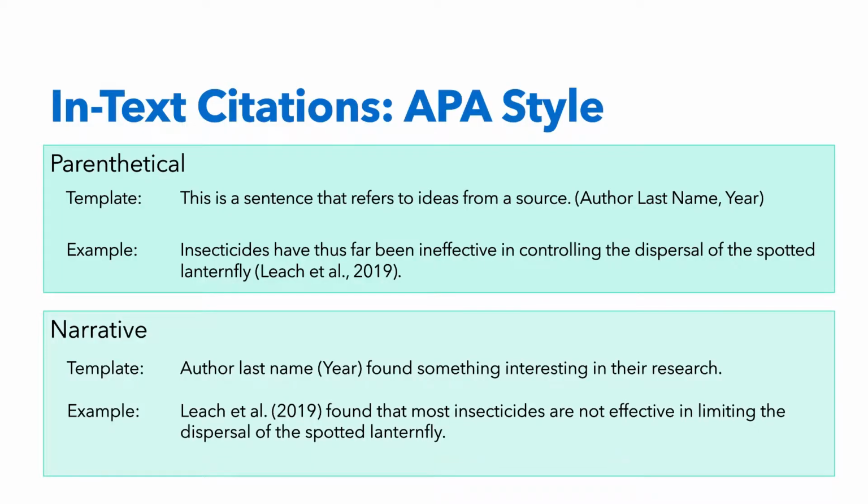In-text citations, APA style. For in-text citations for both APA and MLA style, you can choose a parenthetical citation at the end of the sentence, or at the end of the segment of the sentence that relates to the source, or a narrative citation in which the author's name is part of the sentence. With APA, you need to include the author's last name and year of publication. For a source with 3 or more authors, list the first author's last name followed by et al. If you are quoting from the source, include the page number.